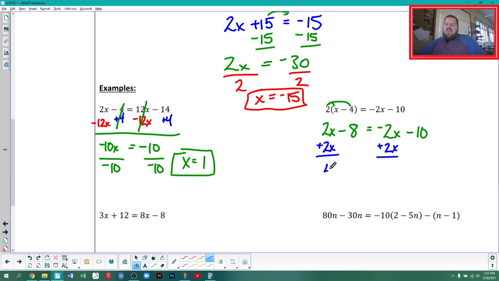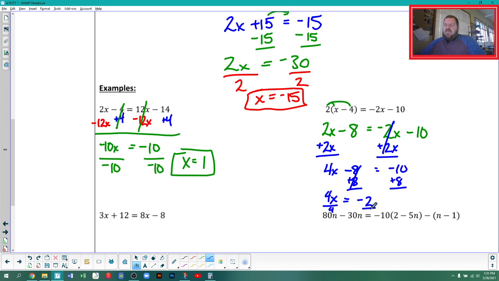2x plus 2x is 4x minus 8 equals, those cancel, and I have a negative 10. And now I can add 8 to both sides. Now it's a problem that I saw from yesterday. Two-step equation. I'm going to get 4x. I'm going to cancel those and get negative 2. And now I'll divide by 4.